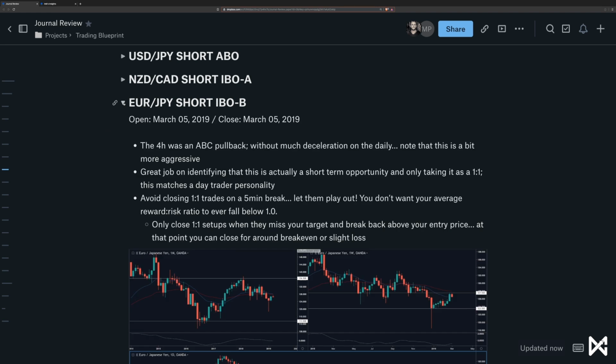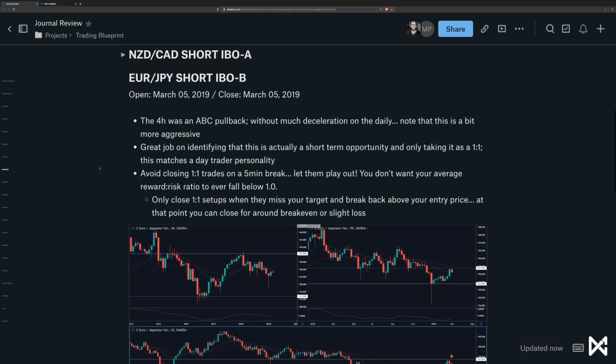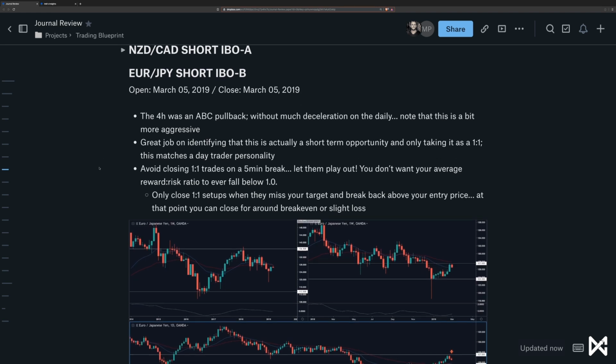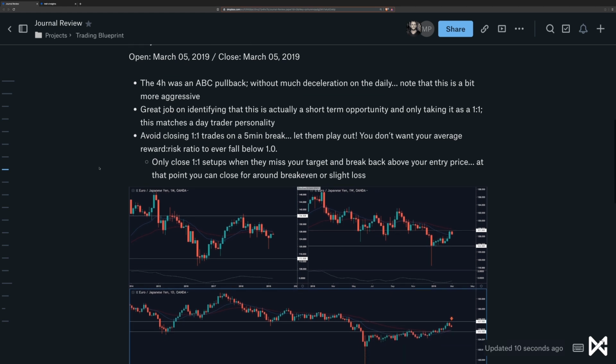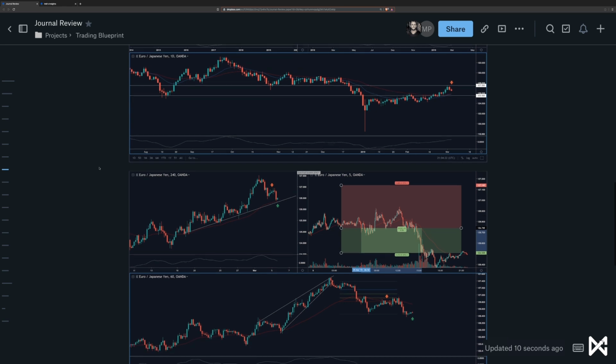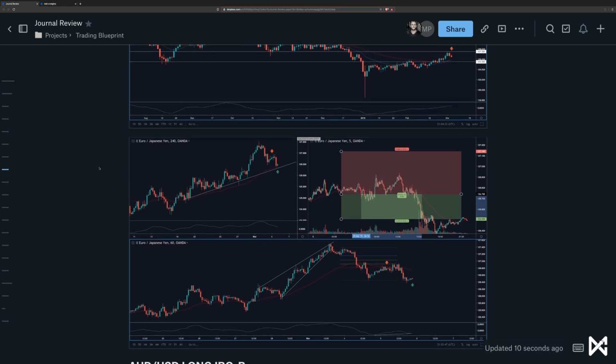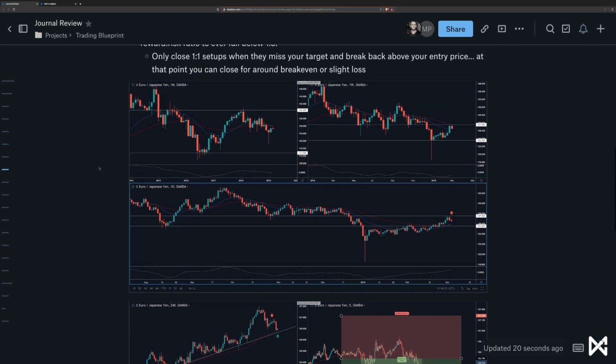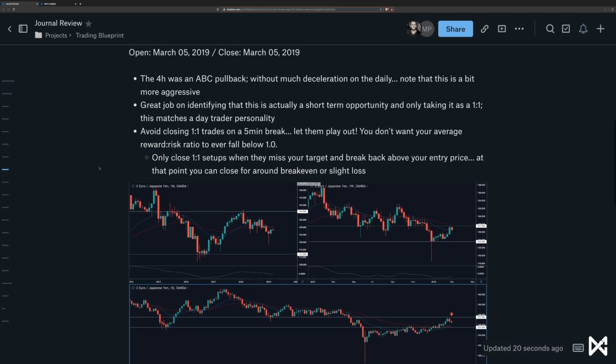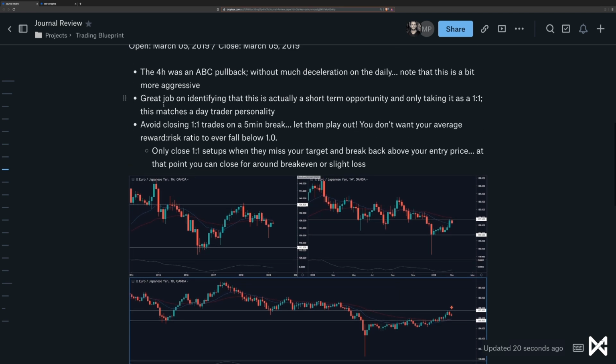Nothing major there. Next one, Euro Yen short IBO-B. The 4-hour was an ABC pullback without much deceleration on the daily. Note that this is a bit more aggressive. Okay, let's have a look. So an IBO-B. Let's read the notes a little bit farther. So great job on identifying that this is actually a short-term opportunity.